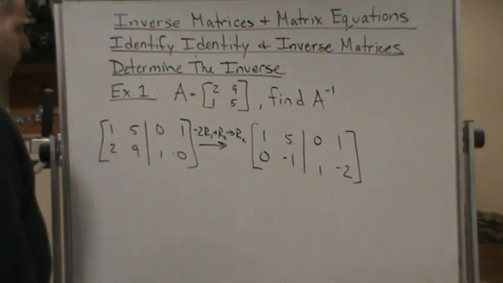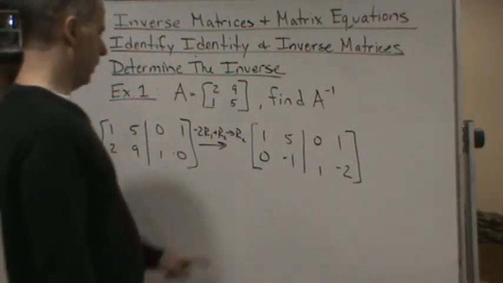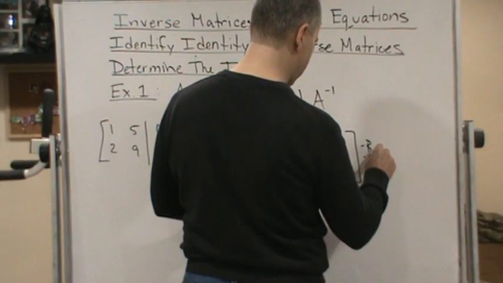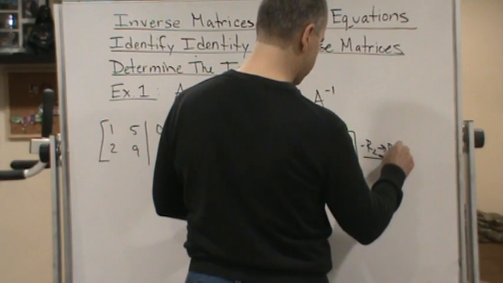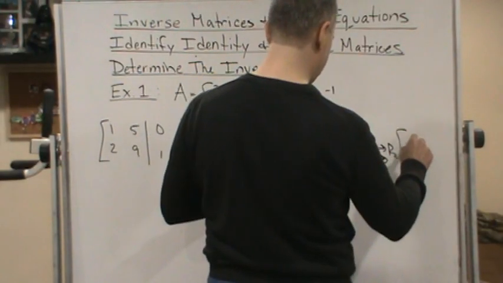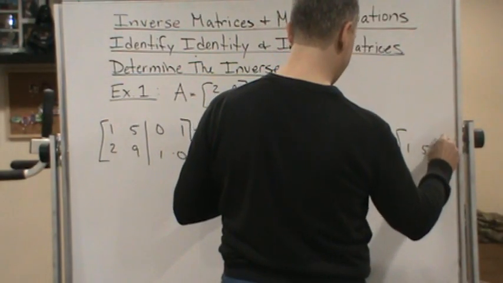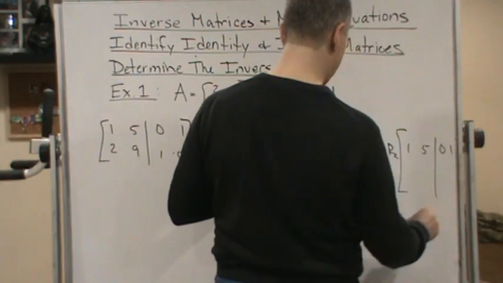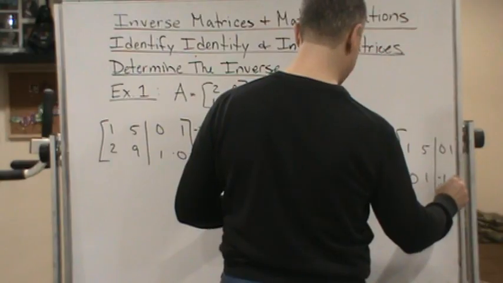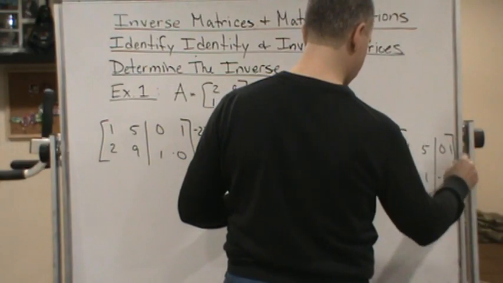Okay? All right, now I'm going to multiply the second row by -1. So I'm going to take -1 times row 2 and replace row 2. And so that's going to give me 1, 5, 0, 1. And this is going to give me 0, 1, -1, 2.